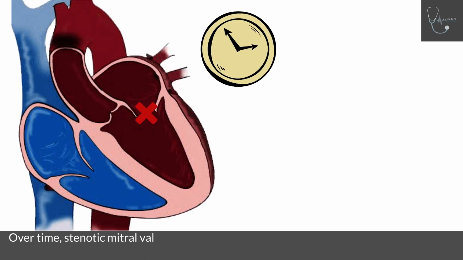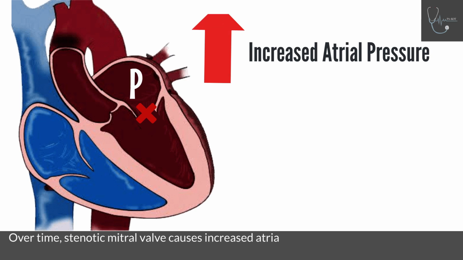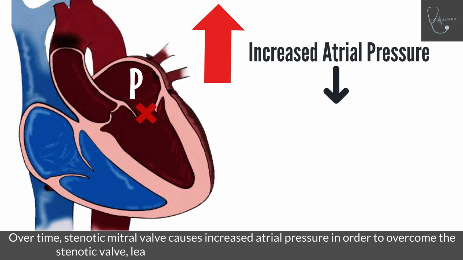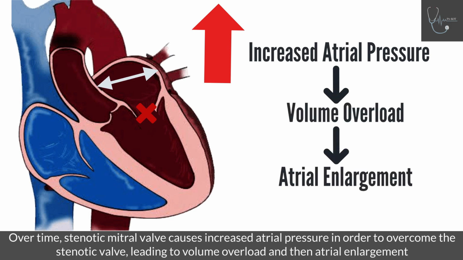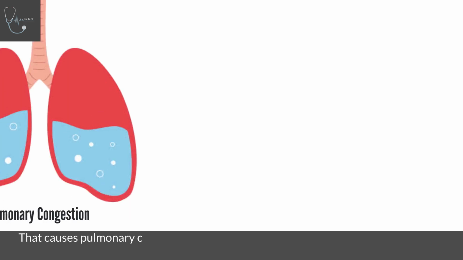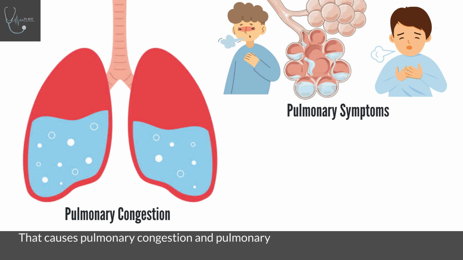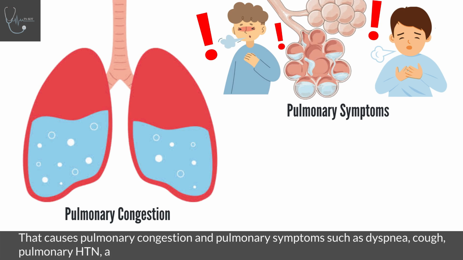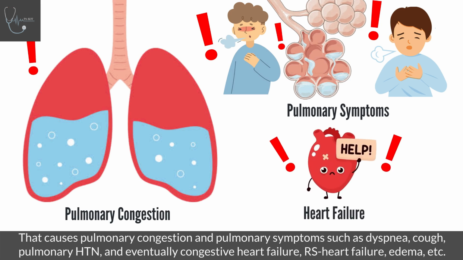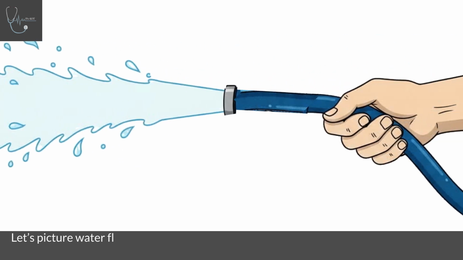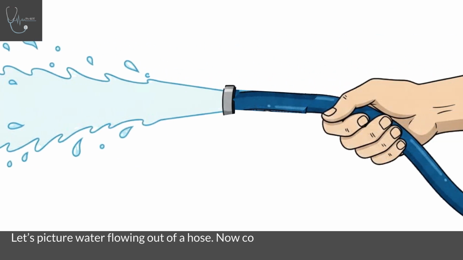Over time, that stenotic mitral valve causes increased atrial pressure in order to overcome the stenotic valve, leading to volume overload and then atrial enlargement. That causes pulmonary congestion and pulmonary symptoms, such as dyspnea, cough, pulmonary hypertension, and eventually congestive heart failure, right-sided heart failure, edema, etc. Let's picture water flowing out of a hose.